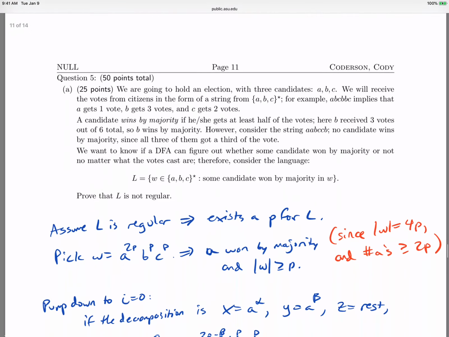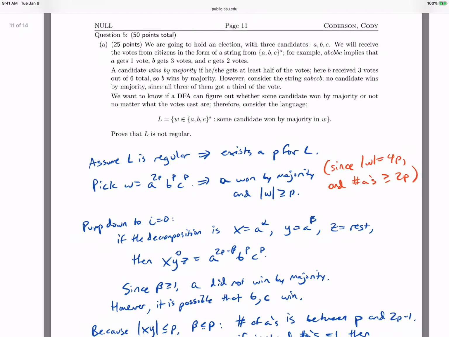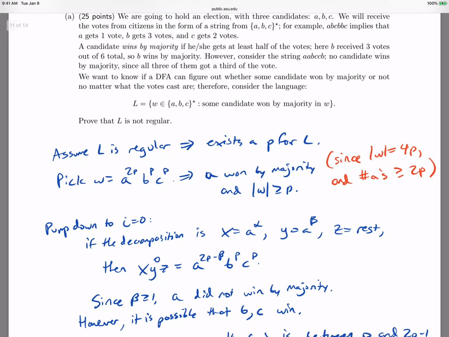Let's get through the test and then we'll break. Question 5. Okay, so one of the biggest things, the very first part is fine. A lot of people got that. Assume L is regular, there exists a P for L. Fine. What was one of the things I told you most students missed? Choosing a string with what properties? Longer than P in the language.